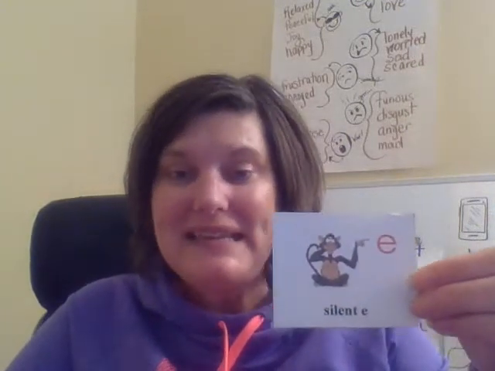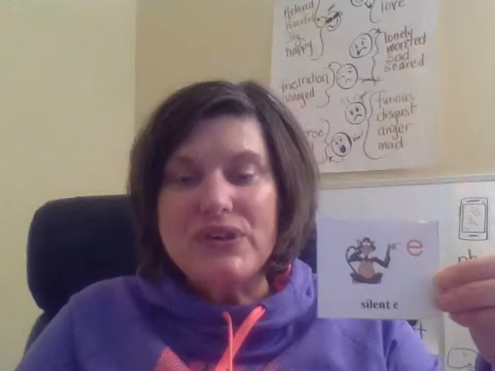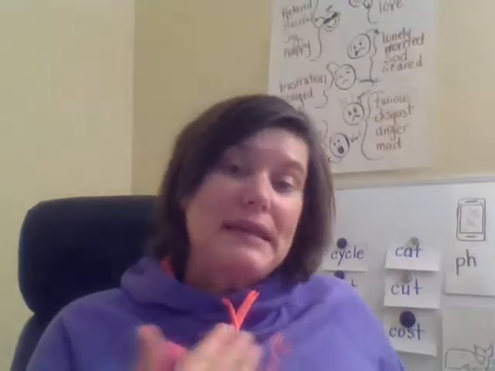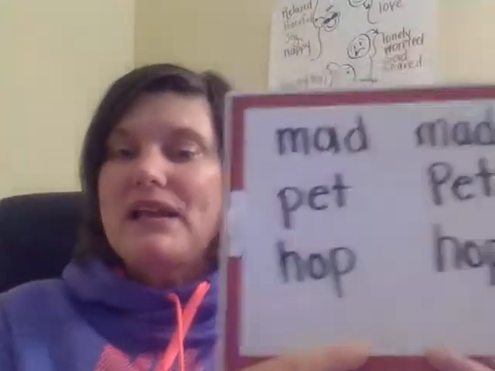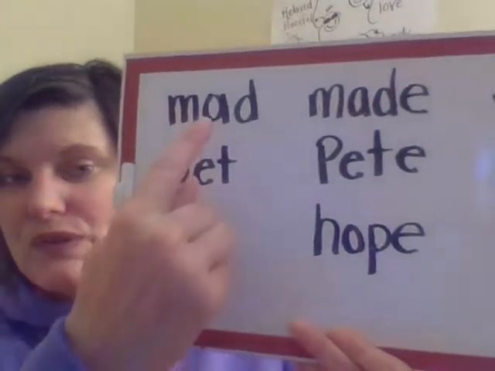Today, we are going to learn the silent E syllable type. So this is going to get us into long vowel patterns. This is a really important syllable type for us to learn today. It's going to help us read words automatically, and it's going to help us with spelling as well. So let's take a look at these words.